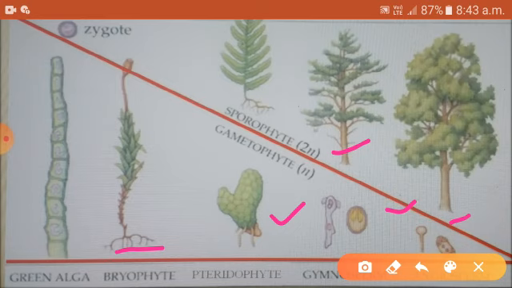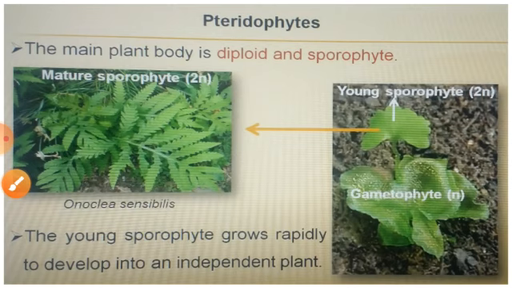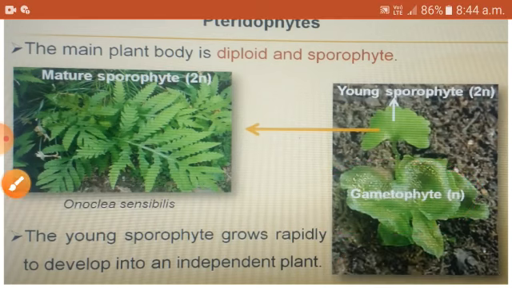In bryophytes, the sporophyte is attached and nutritionally dependent on gametophyte. But in pteridophytes, the gametophyte is reduced to small structure called prothallus. At first, the young sporophyte remains attached to the gametophyte, but the sporophyte grows rapidly and soon develops into an independent plant while gametophyte dies off. You can see here in the image.